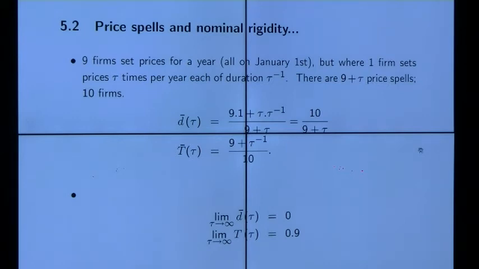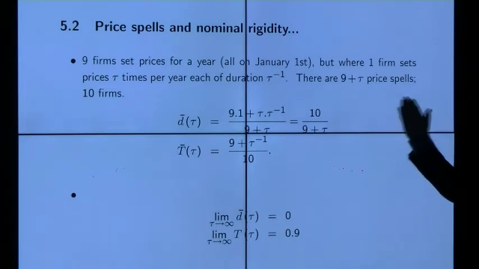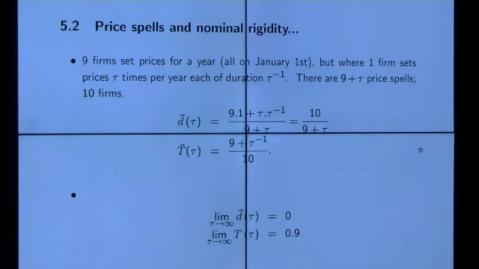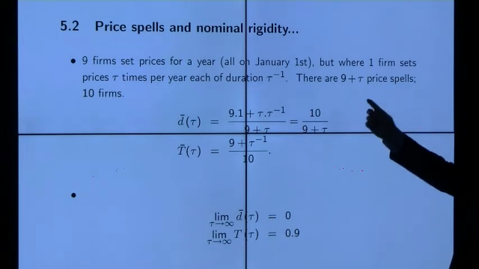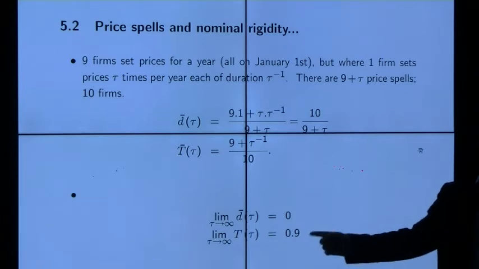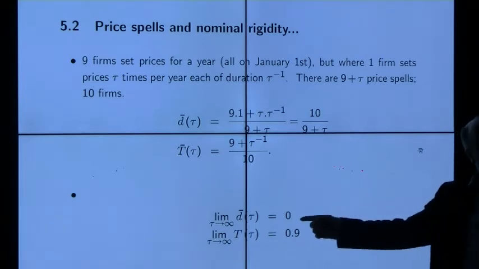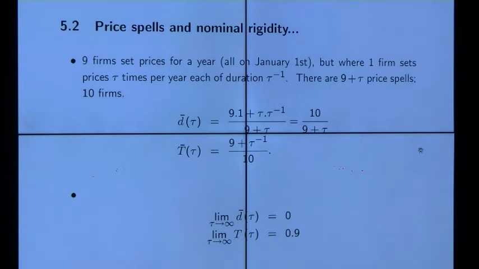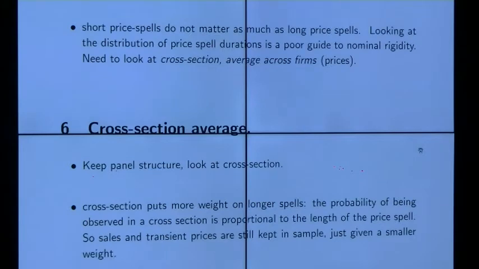Now, I would just appeal to your intuition and say, when we talk about nominal rigidity, if we have an economy with 90% of firms having prices fixed for 1 year, then there's a limit to the amount of damage that one firm can do by changing its price all the time. That's captured by the cross-section perfectly, but it's not captured by the distribution of durations itself. So really what we should look at is the cross-section. That's what matters if we're interested in nominal rigidity.